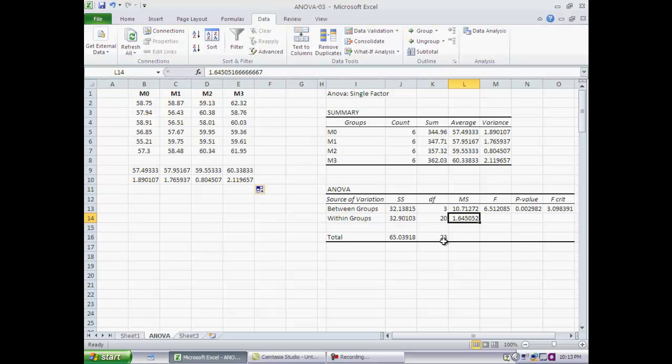My main purpose now is to tell you where these three numbers come from. The abbreviation SS stands for sum of squares. Anytime you see sum of squares, you're talking about some kind of squared deviation, dispersion about the middle.